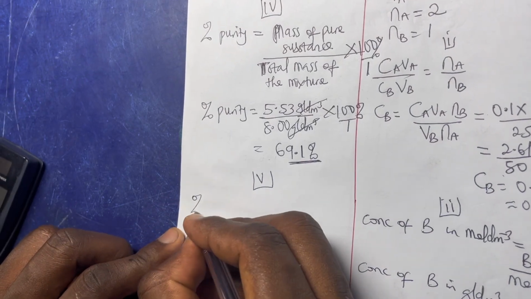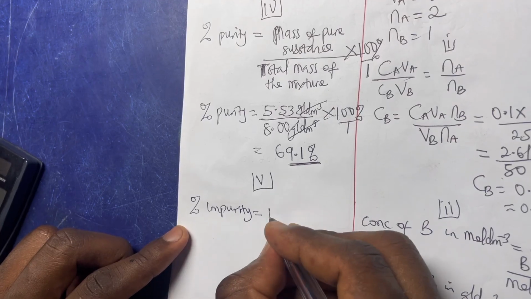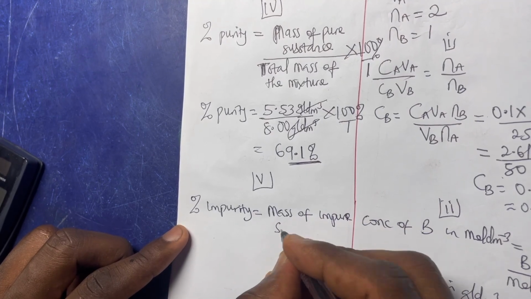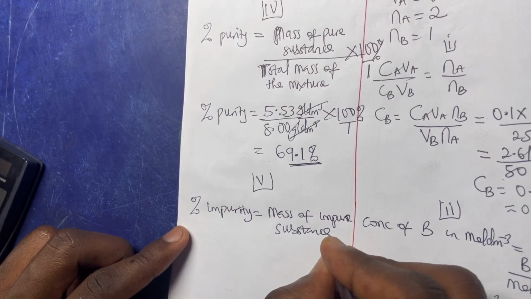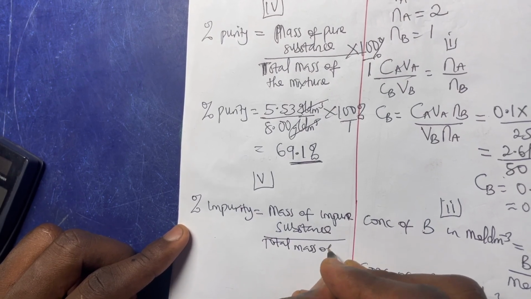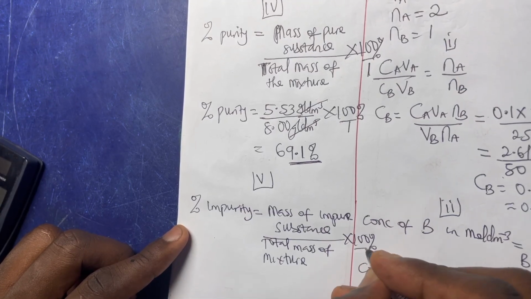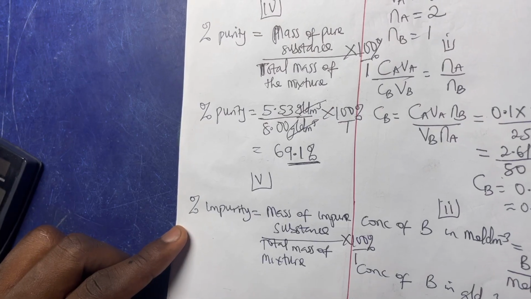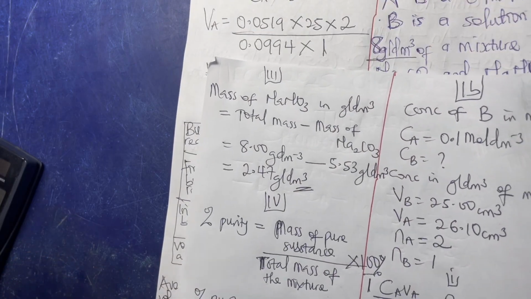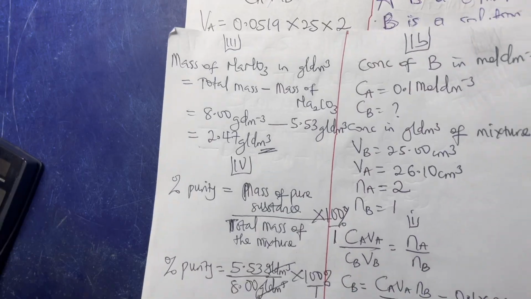Let me work it here. Percentage of impurity equals the mass of the impure substance all over the total mass of the mixture, times 100%. You can put over 1 if you wish. So the mass of the impure, we have calculated it somewhere here. That is 2.47 gram per dm cube, as you can see it. That's the NaNO3. NaNO3 is the impurity there.